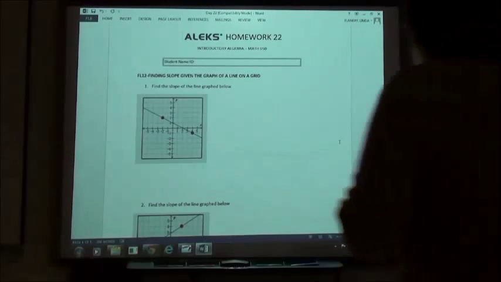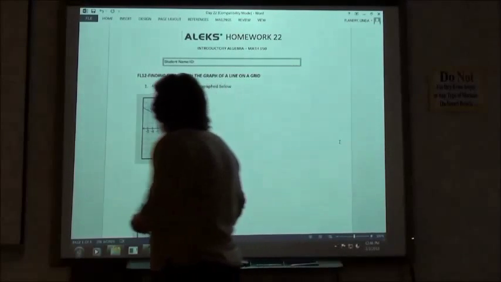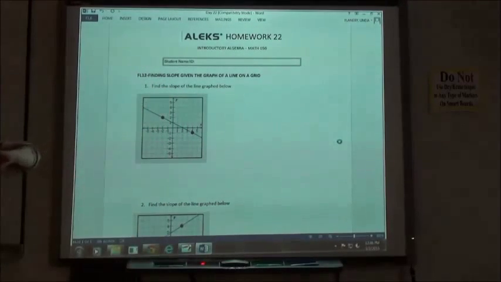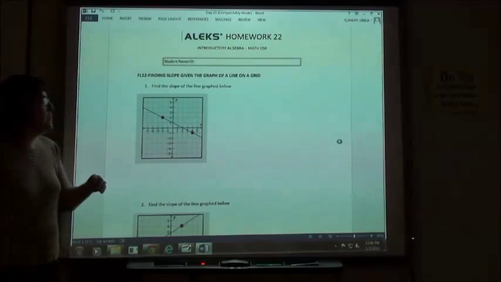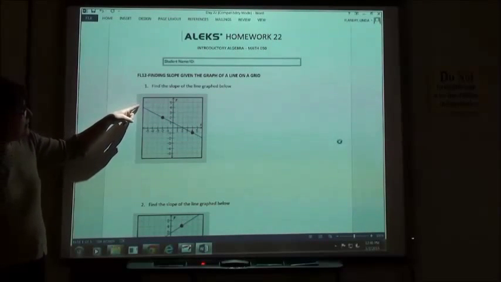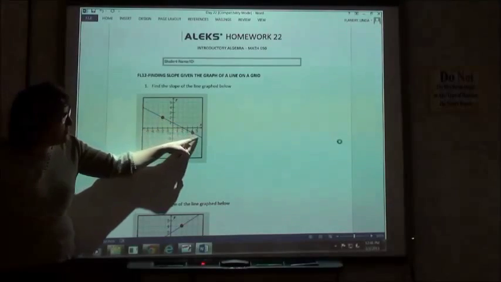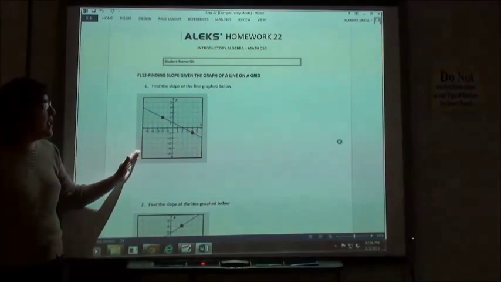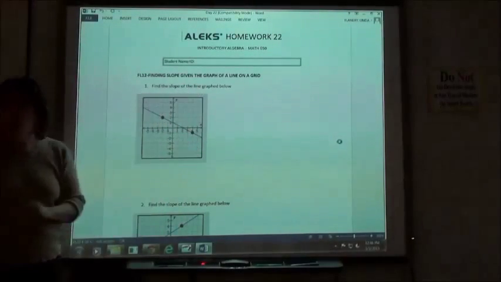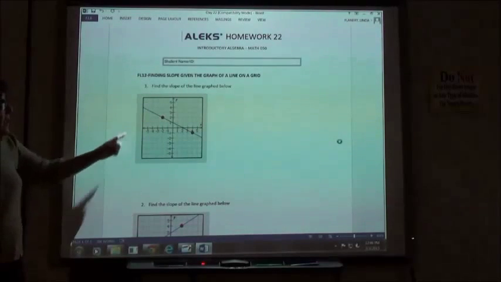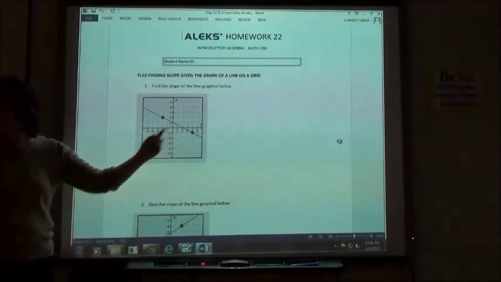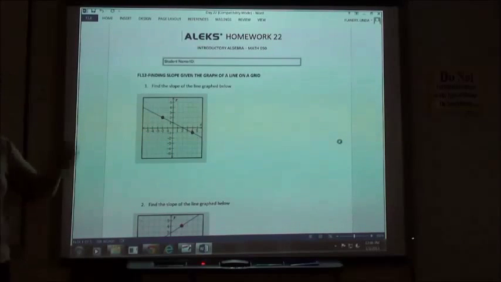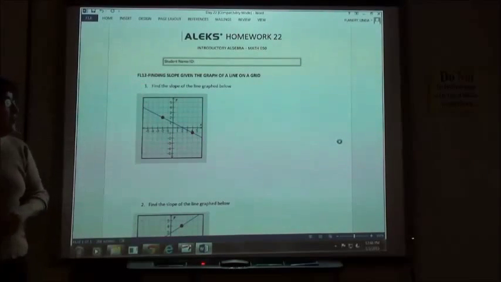All right, so homework 22 starts off with finding the slope of the line if you have the graph. We talked a little bit about slope on the previous pages. If my line goes downhill as I go from left to right, I'm going to have a negative slope. If it goes uphill, I'm going to have a positive slope. If my line is exactly straight across in that horizontal line, your slope is 0. And if it's vertical, straight up and down, then you get undefined.